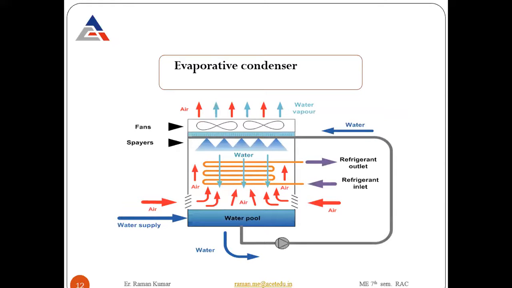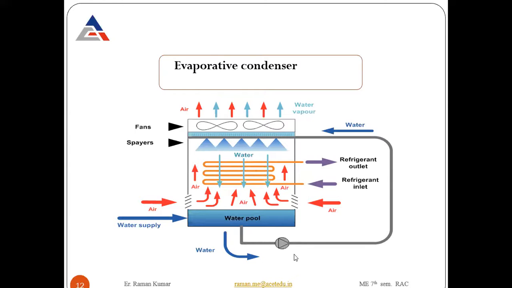So look at here, this is the diagram of the evaporative type condenser. The fan is at the upper side of this condenser, which is withdrawing the air from the lower side to the upper side. Then the sprayer nozzles are there. Look at here, these are the sprayer nozzles. And at the lower side, the water tank is there.